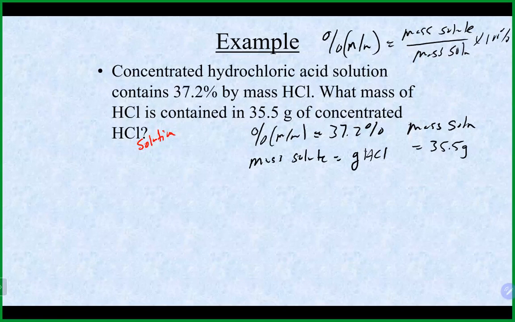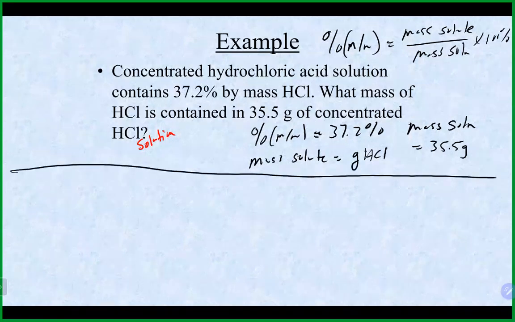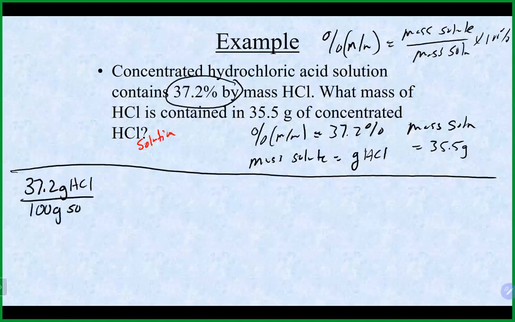You also can, if you wanted to, use the percent mass to mass as a conversion factor and do the calculation the dimensional analysis way. So when I have something that is 37.2% by mass, what that basically means is I have 37.2 grams of HCl in 100 grams of solution. So that's basically what the 37.2% means. We could use this like a conversion factor. We could also flip it around and use it the other way, where we put the 100 grams of solution up on top and the 37.2 grams of HCl on the bottom.